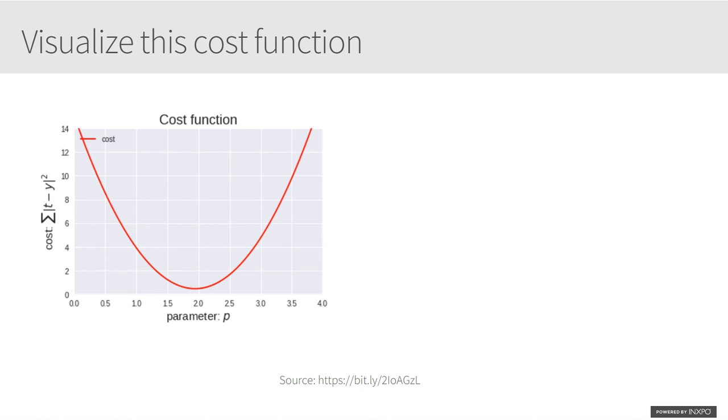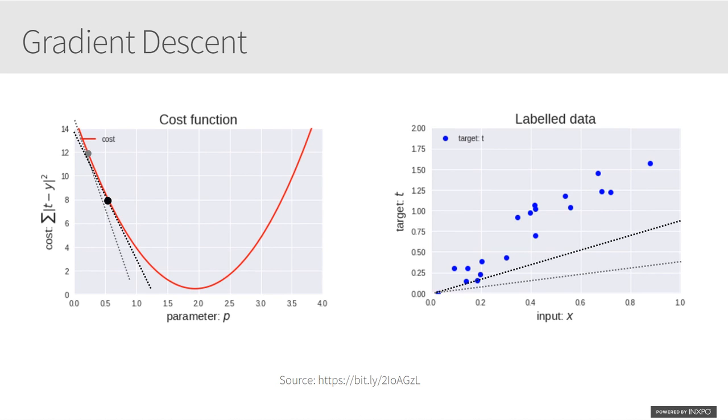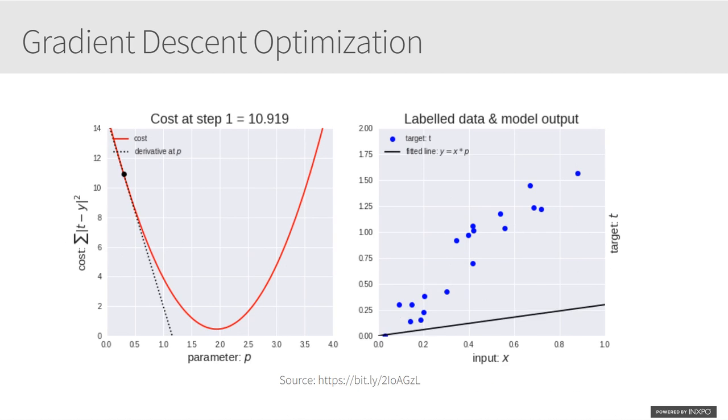To visualize this cost function, let's go ahead and do the derivative of it. So here's the cost function. On the left side is that derivative calculation, and on the right side is the actual line that we have. As you go down that cost function curve, we're getting closer and closer to the best value. In other words, this is the concept of gradient descent. We're trying to find the lowest point of that cost function, or the minima. Iteratively, step by step, we go down the cost function to find that minima.